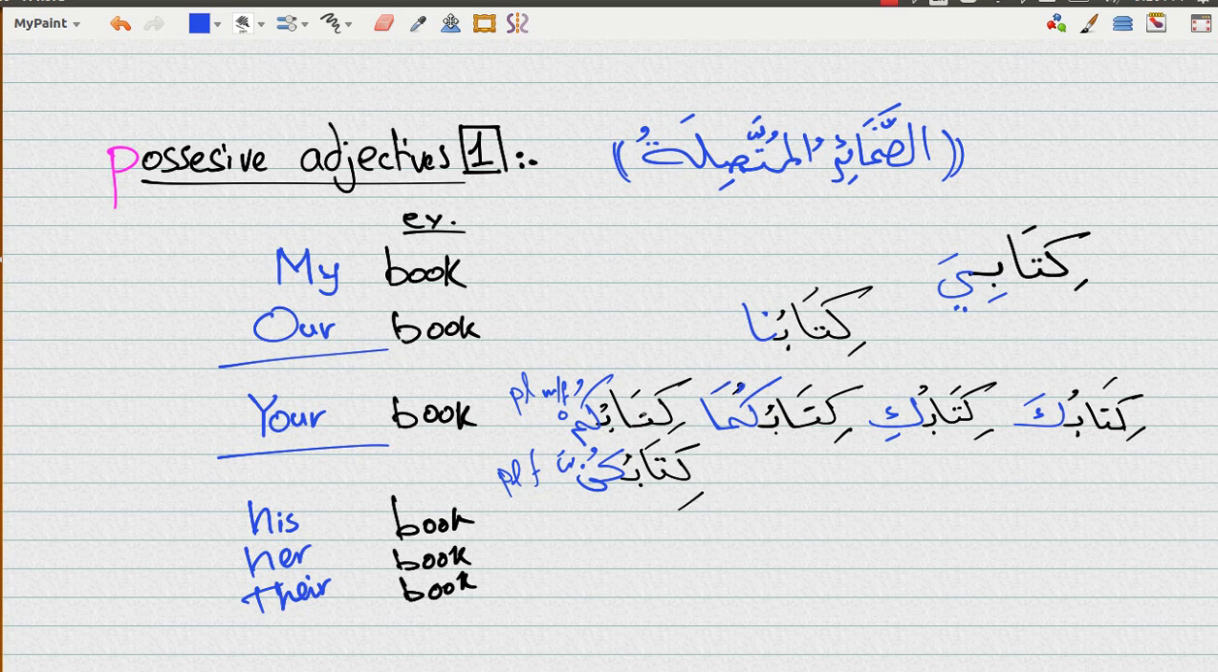This might make it easier for you when you're talking about the third person pronoun. So his book, her book, their book. Okay, so if I follow the same example, well, it's not exactly 100% the same, but it's very similar. So I'm going to start with kitab. If I want to say his book, I say kitabuhu. Kitabuhu. Okay? If I want to say her book, I say kitabuha.